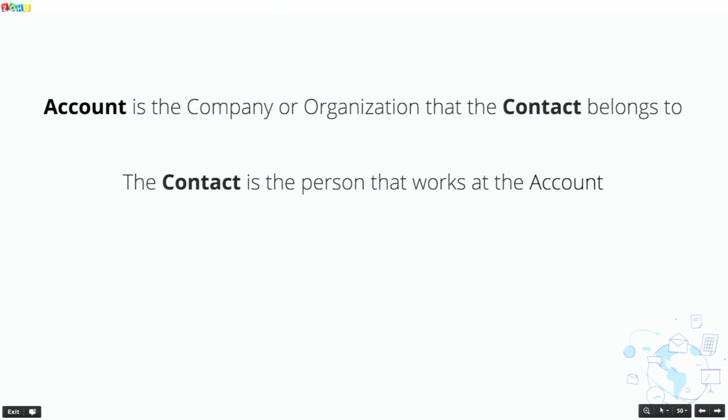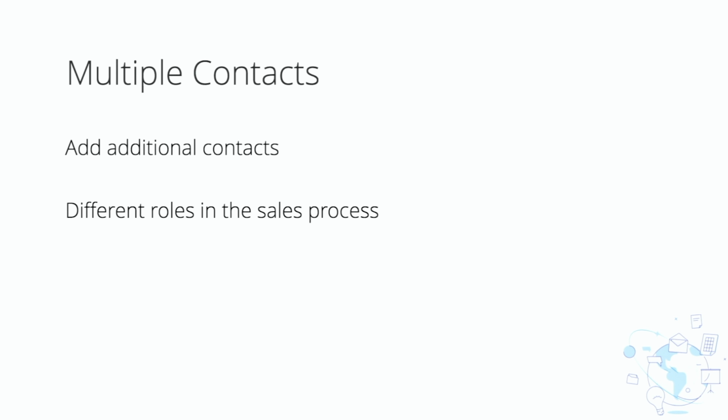So let's define the other modules. Account is either a company or an organization that your contact or client belongs to. The contact works at the account or is a part of that organization or that company. That's how we define it, right? So that's the relationship. So you can have one account, you can have multiple contacts. You can also have a parent account and a child account and then multiple contacts. So there's a hierarchy available.